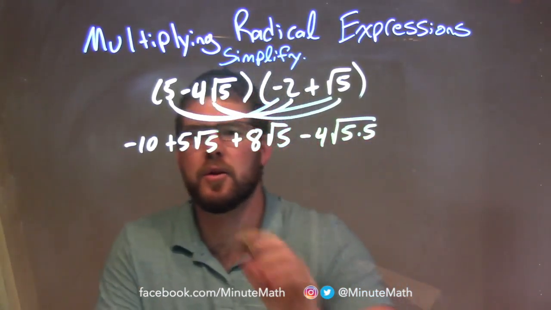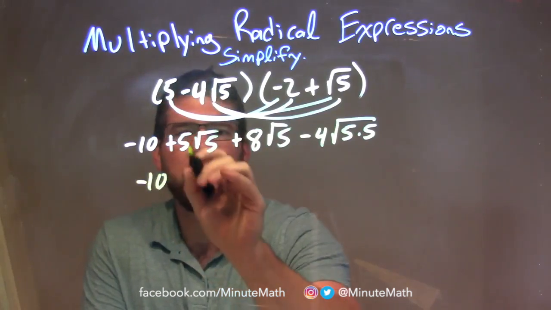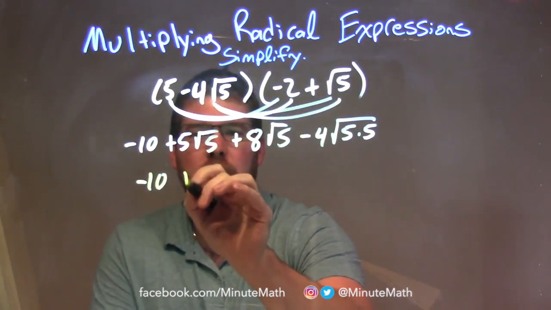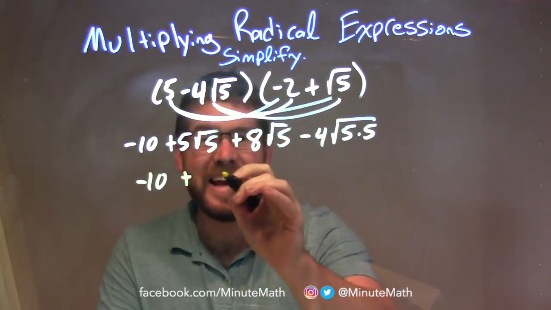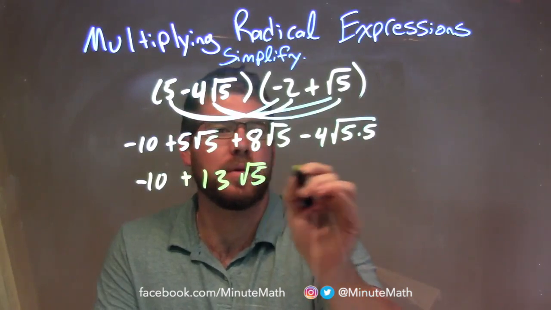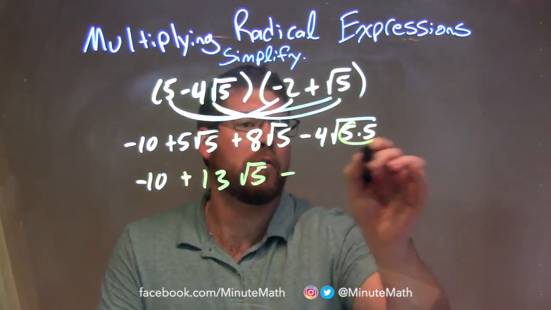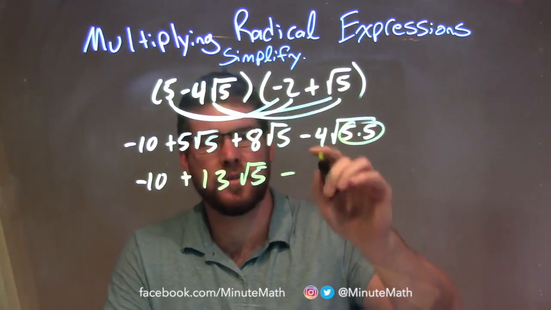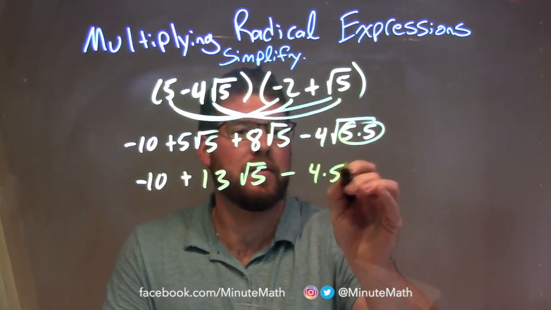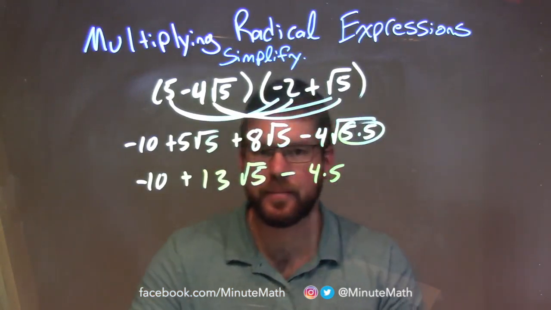So now we can simplify a little bit. We have a negative 10 right there. But now we both have square roots of 5, so we can combine these two. Look at the numbers out front: 5 plus 8 is 13, so we have 13 square root of 5 here. Minus, well, we have a pair of 5s right there, so the pair brings the individual to the outside, and that's 4 times that 5, and then the square root gets eliminated.